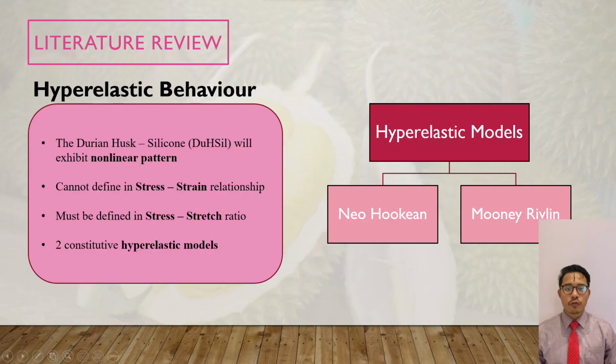Now, we move on to the hyperelastic behavior. The durian husk fiber will be added into the silicone rubber, which exhibits a non-linear pattern. The hyperelastic material cannot be defined in a stress and strain relationship, but it must be defined in stress-stretch ratio. There are two constitutive hyperelastic models that can describe the hyperelastic characteristic.